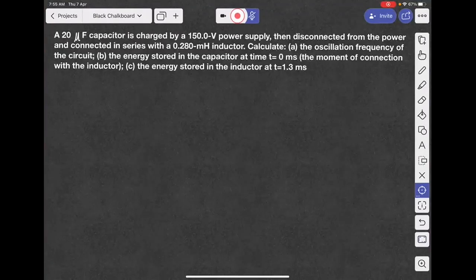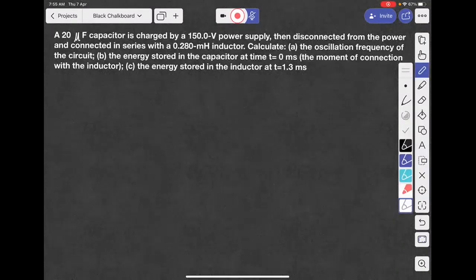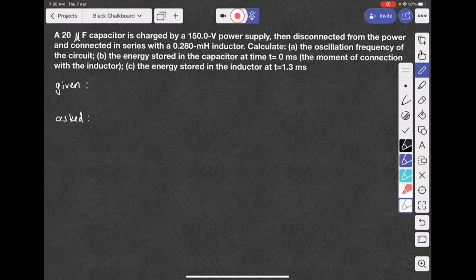In this video, we are going to solve one practice numerical problem based on LC oscillations. So let us first read the problem, and we are going to read the problem keeping in mind that we have to list what is given, what is asked, and at the end, formula used. Let us read it first.